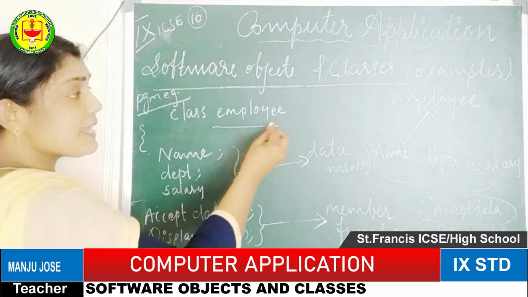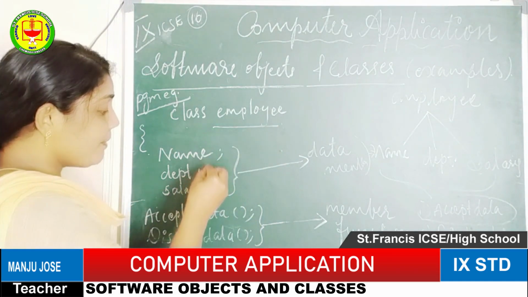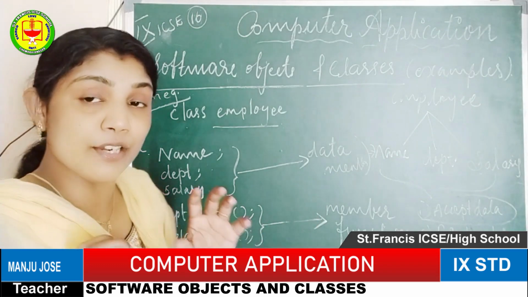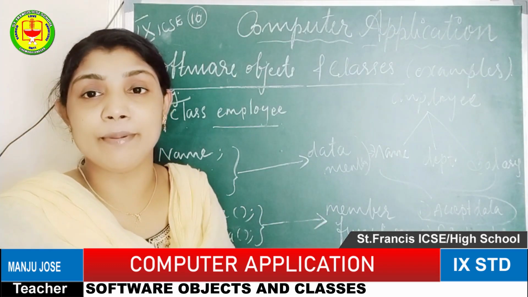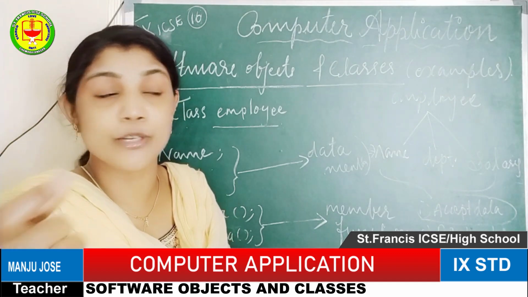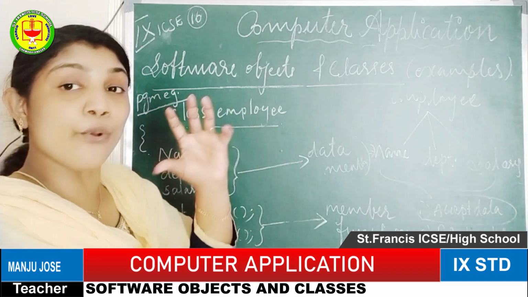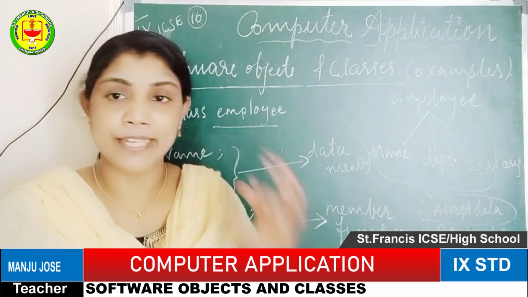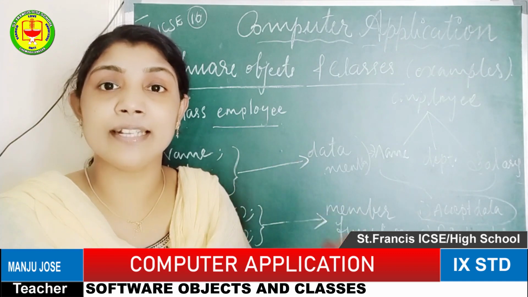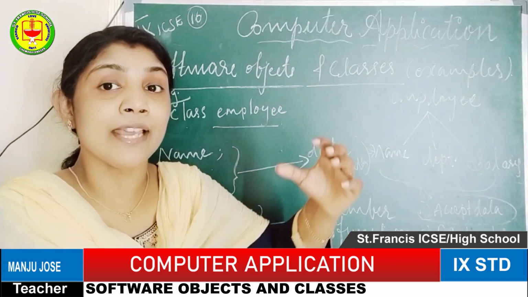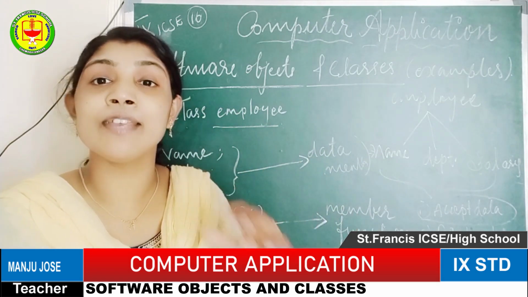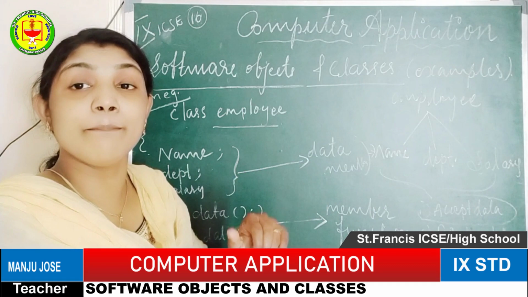So here, class employee is a class group, and name, department, salary are called data members. Don't get confused, data members are simple variables. For inputted data you need to store it somewhere, and that goes to data members. In normal structured or procedure-oriented programming we call it a variable. When we come to object-oriented programming, which is based on objects and classes, we call it data members, the members of data.